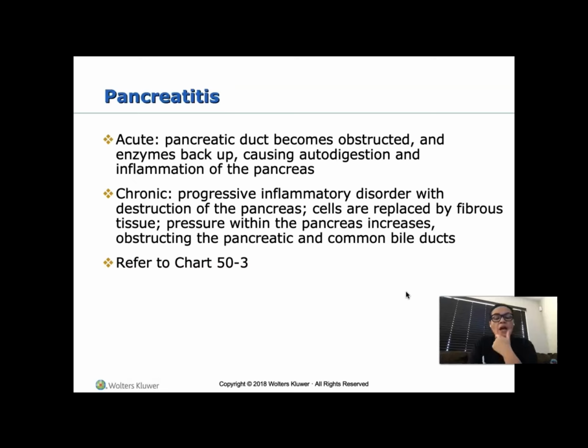Some of the main causes are diet, alcohol, and smoking. Smoking and alcohol are huge factors when it comes to GI disorders, so you're going to see smoking and alcohol are big. Chronic is progressively inflammatory, with destruction of the pancreas cells replaced with fibrous tissue, pressure within the pancreas, and increased obstruction of the pancreatic and common bile ducts. One of the biggest issues here is the alert system for when we eat something, to give out certain enzymes to break down what we need and what we don't need. One of the biggest things we probably need to do with this patient is what? NPO. NPO is huge so that the pancreas can rest.